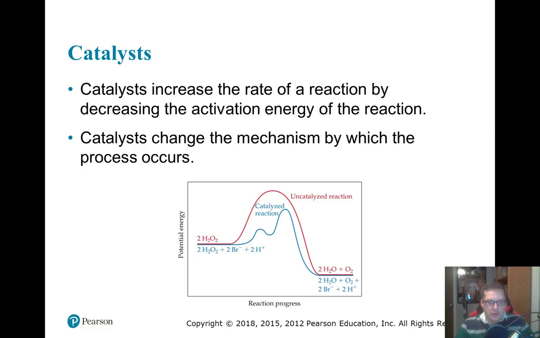Alright gang, here we go. This is for Chem 2 Unit 9, talking about catalysts. This is the last bit of Unit 9 here.